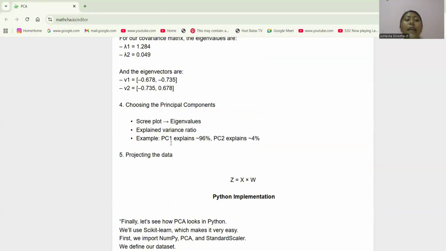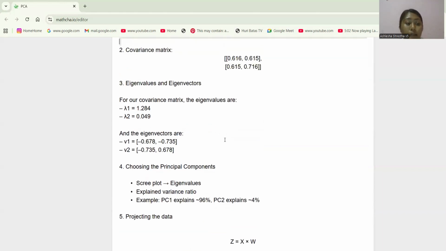So, to decide how many components to keep, we look at the explained variance ratio. In this example, the first component explained about 96% of the variance, while the second one explained only 4% of the variance. So if we want to reduce dimensionality from 2D to 1D, keeping just the first component still captures almost all the information.